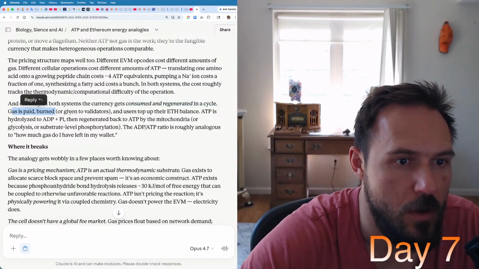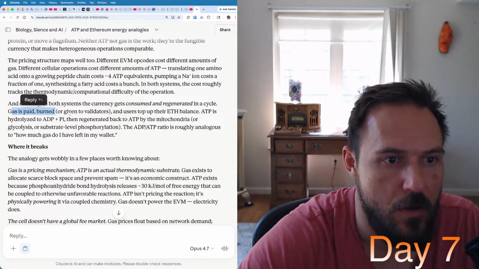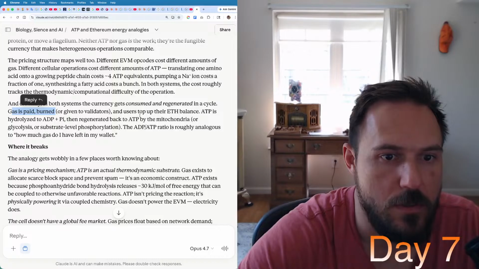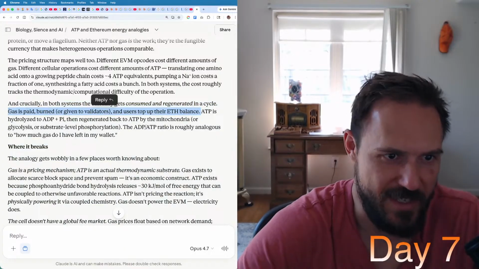Gas is paid, burned, or given to validators, and users top up the ISP balance. Yes, that's not the cycle. What cycle is this?